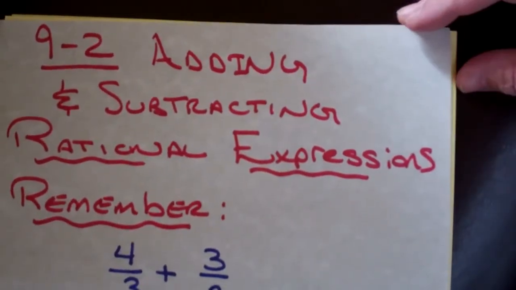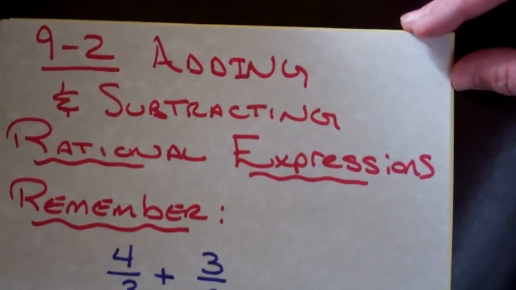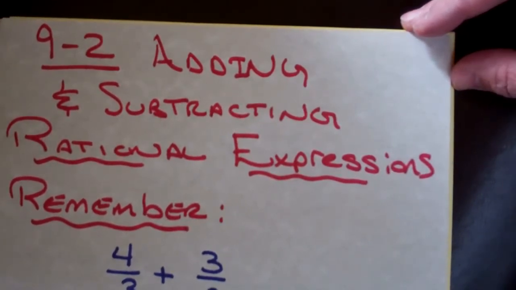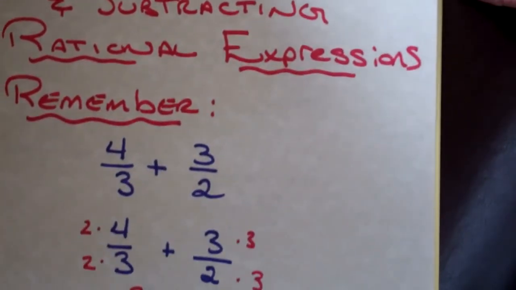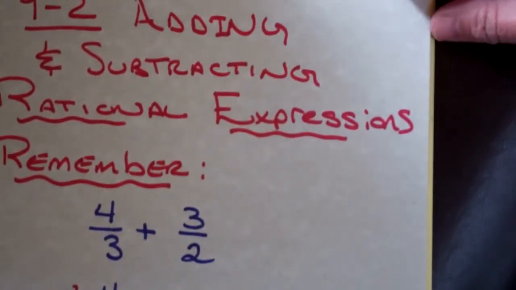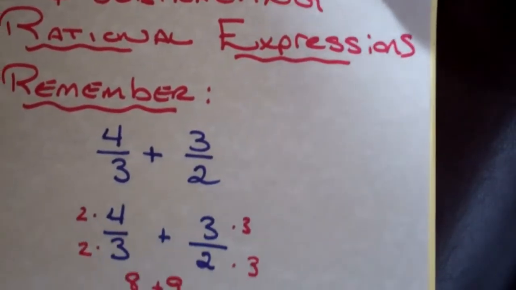Hey, we're back. We're about to go into section 9-2 for adding and subtracting rational expressions. A couple of things we're going to make sure you remember. Way back in the day when you were in elementary school, you'd do problems like this: 4/3 plus 3/2. If you remember, what you had to do is get a common denominator.